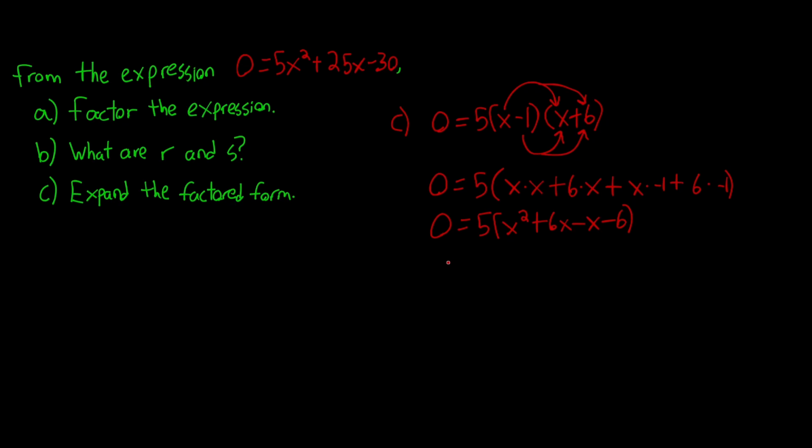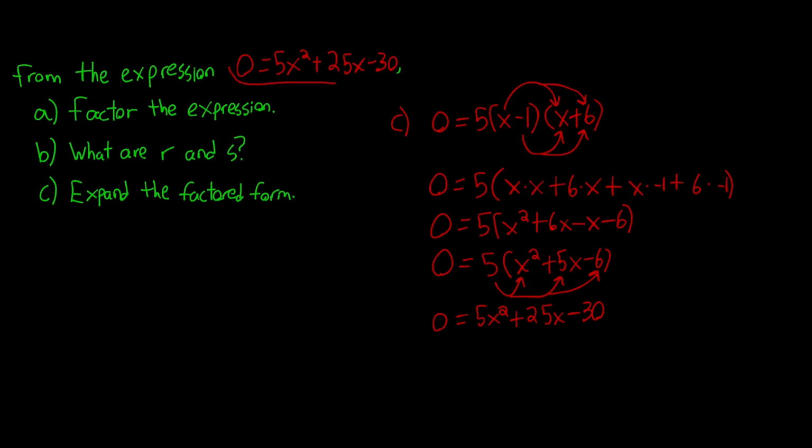Okay, so collecting the like terms on the inside, I'm going to get that 0 is equal to 5(x squared plus 5x minus 6). And at this point, we use the distributive property here, which is going to get us 0 is equal to 5x squared plus 25x minus 30. Now, if this looks familiar, that's because it was written right up here. It's the expression that we started with. So basically, the factored form is another way of writing the standard form.